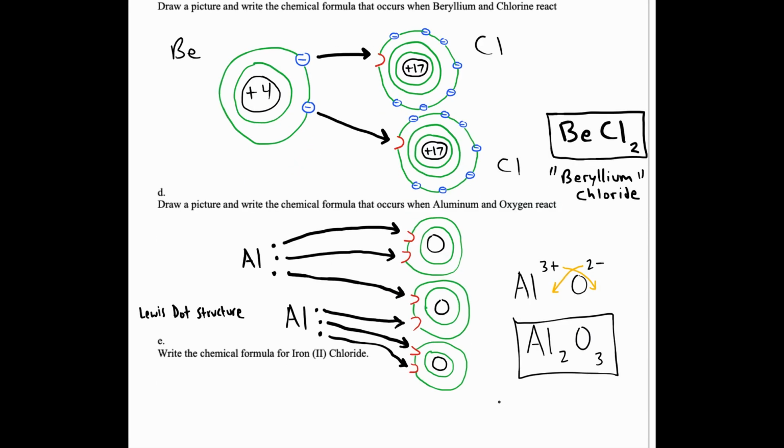The name of this compound would be called aluminum oxide. And it is Al2O3.